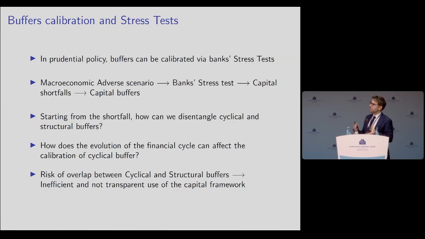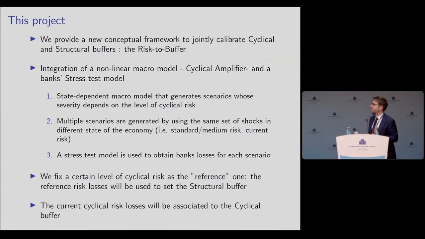Another point is, when we're running this stress test, how can the evolution of the financial cycle affect the calibration of the cyclical buffer? We're going to see variation in the cyclical risks. How are we going to map this into our stress test framework? The clarification of this issue is not just philosophical, because it also matters, for example, to avoid the risk of overlap between cyclical and structural buffers. This could bring about an inefficient and not transparent use of the capital framework.